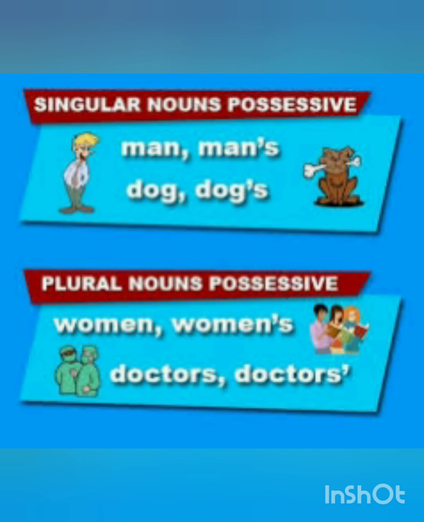Now the rule for plural noun possessives is: we just add apostrophe s if the word is not ending on the letter s. For example, women, women's. But if the noun is ending with the letter s, then we would just put an apostrophe over there and we will not add s. Doctors, doctors' apostrophe. It means belonging to the doctors.